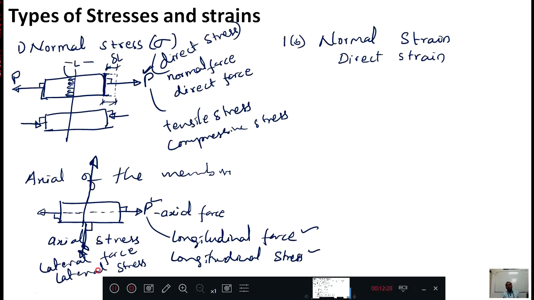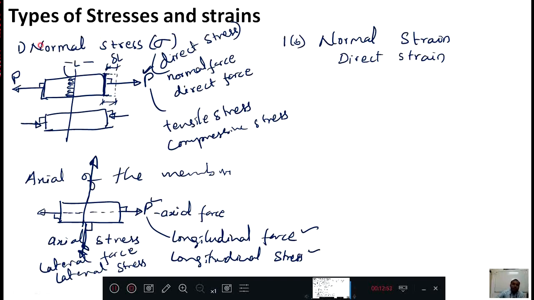If it is axial stress, that is axial strain. If it is lateral stress, it is lateral strain. Longitudinal stress gives longitudinal strain. Tensile stress gives tensile strain. Compressive stress gives compressive strain. Direct stress gives direct strain. Like that, we give the corresponding strain its name in this way. The meaning I have just told is in the present slide, and you can go through that.